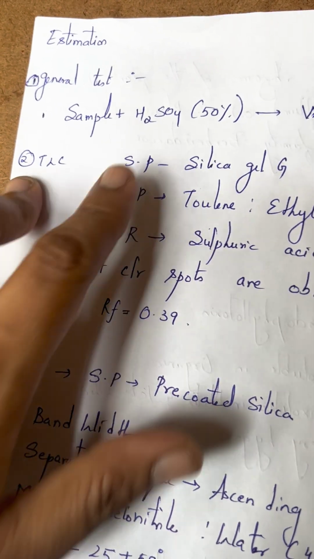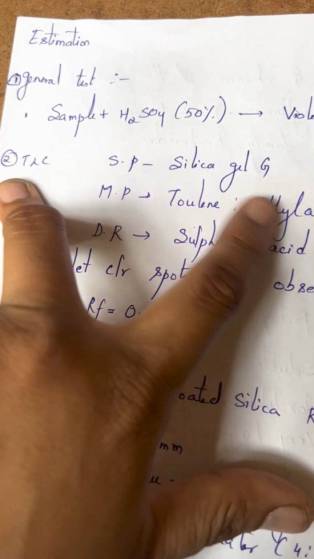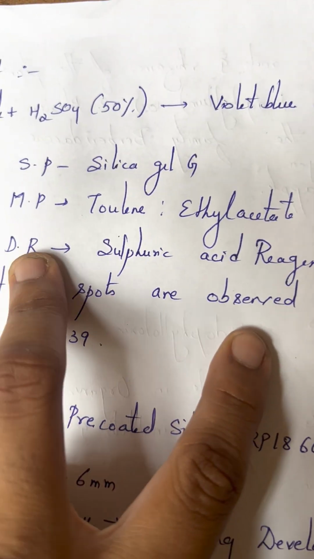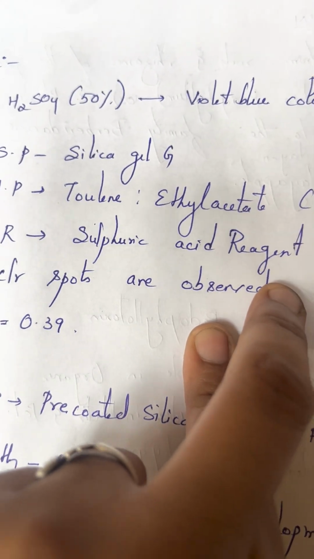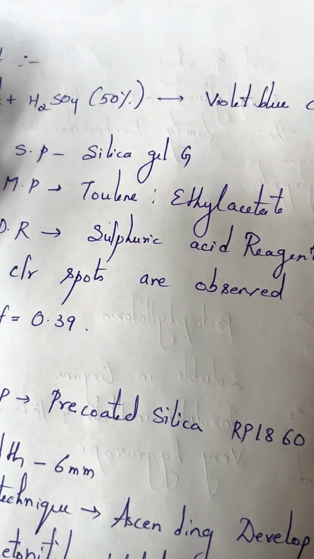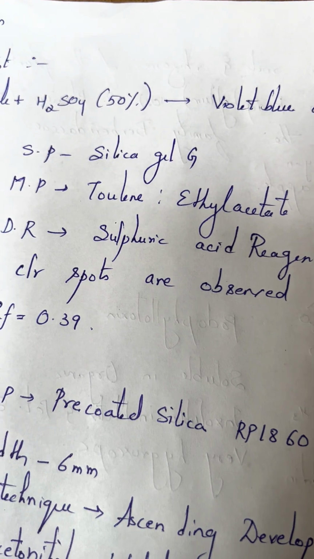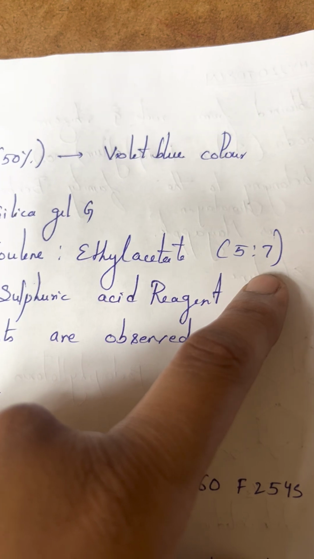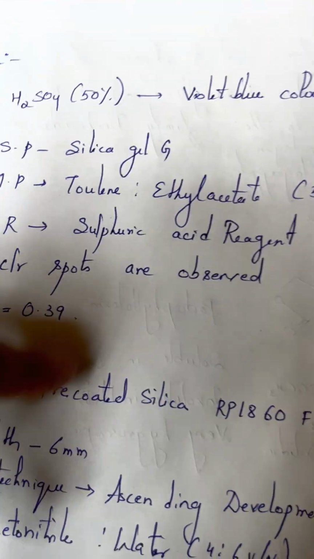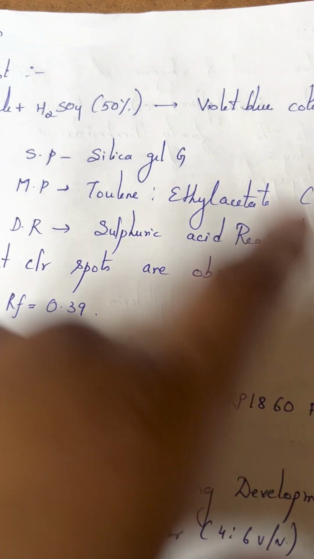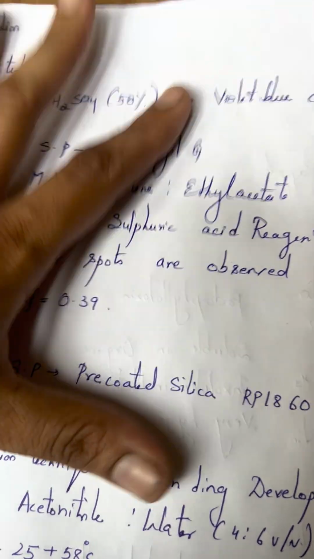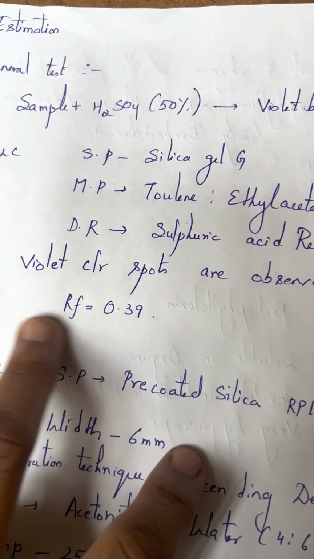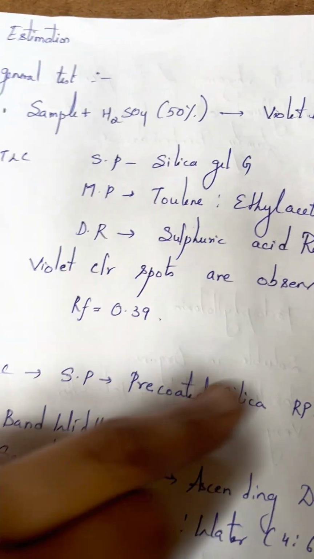Okay, so for TLC the stationary phase is silica gel G, mobile phase is toluene to ethyl acetate 5:7, and the detecting reagent is sulfuric acid reagent. Okay, so we already know the process. We take the TLC slides, we keep the standard spot and we keep the sample spot, and we run it under toluene to ethyl acetate 5:7 ratio, and then after taking out we have to spray it with sulfuric acid reagent and keep in oven at 110 degrees centigrade for 10 minutes. Okay, then what color spots are obtained? Violet color spots are obtained, and it produces an RF of 0.39. So this is about the TLC.